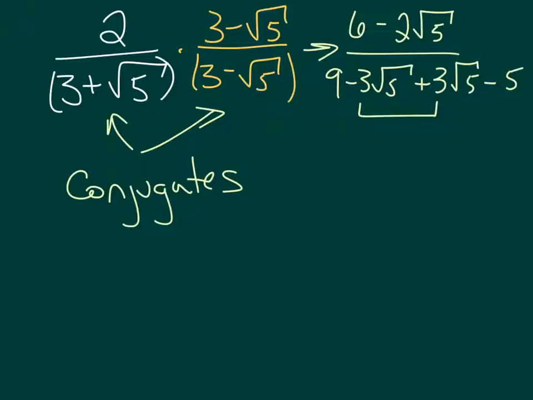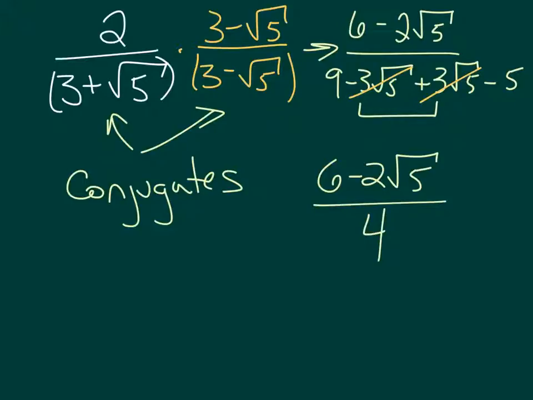Okay, so the numerator doesn't change in this problem right now. These two end up canceling. What's 9 minus 5? Okay, this isn't quite done, but we did what we needed to do, we got rid of that radical in the denominator. What else can we do? There's one more step we can do here. Don't do that. Those aren't like terms because of that radical 5. How can we simplify it? Like a fraction. Divide 6 and 4 by 2.